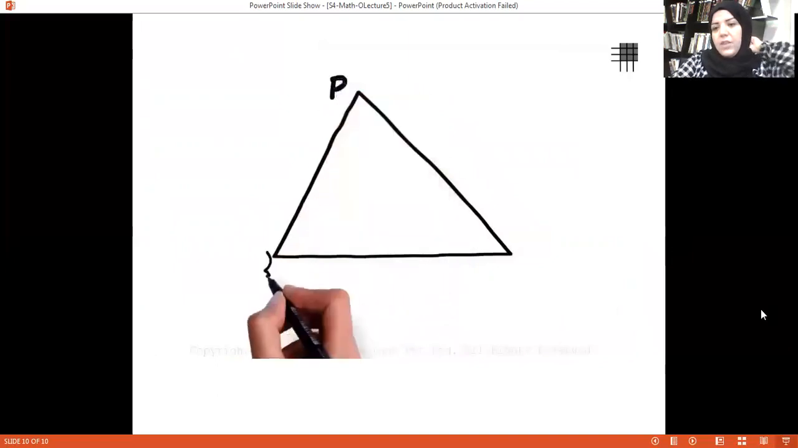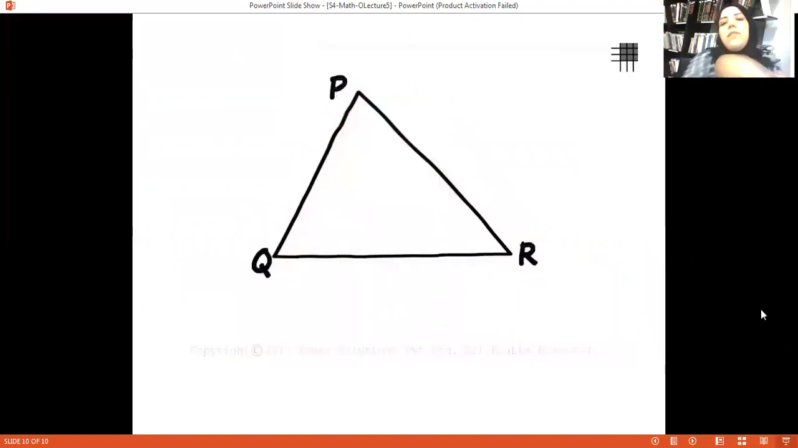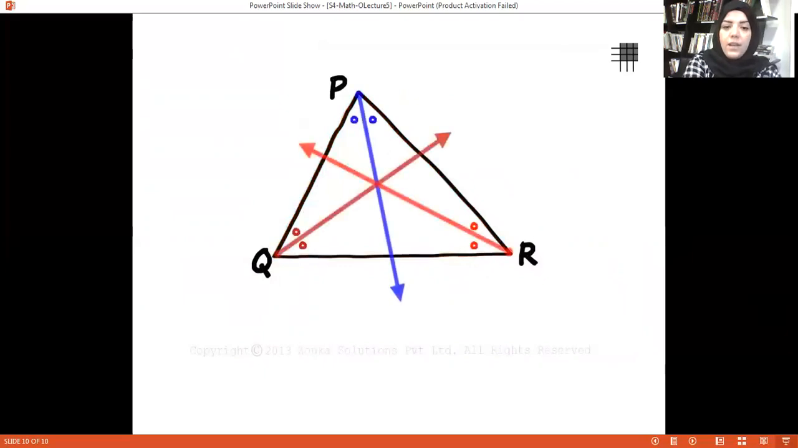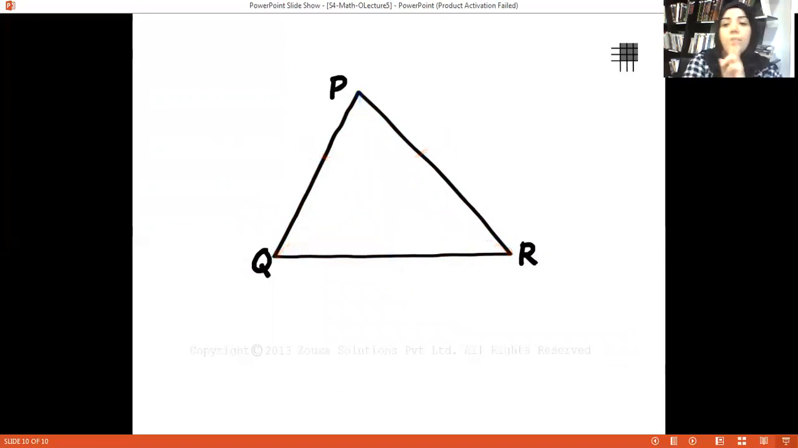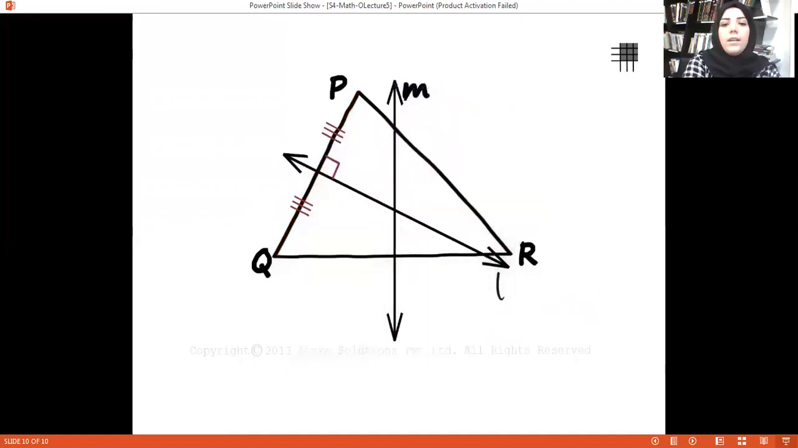And now let us try to draw the perpendicular bisectors of the three sides in a triangle. First of all, we have a triangle PQR. I'm going to find the perpendicular bisector of each one of them. Don't confuse them: the bisector is something and the perpendicular bisector is something else. As you can see, this is the perpendicular bisector of the first side PQ, so it passes through the midpoint and it's perpendicular. And now the perpendicular bisector of the second segment, which is QR.